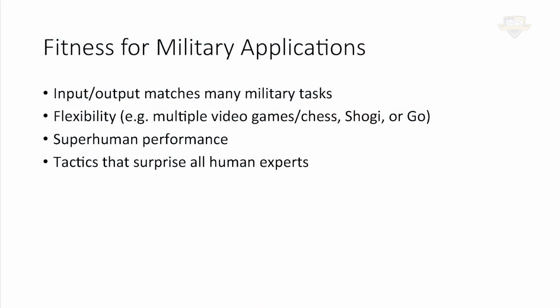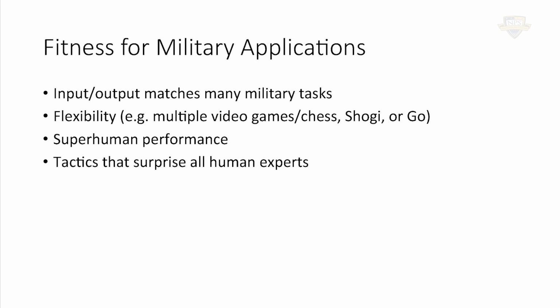Look at the flexibility of the system. It learned dozens of video games. One system can learn chess or shogi or Go. Well, that's kind of interesting. So how far can it extend in our direction for tasks we might care about? The performance is clearly superhuman in many cases, so that's pretty interesting. And the tactics that surprise all human experts. We're going to have a computer that can generate completely novel tactics. Please, let's let our coalition have it rather than the opposing coalition. So that's pretty interesting.